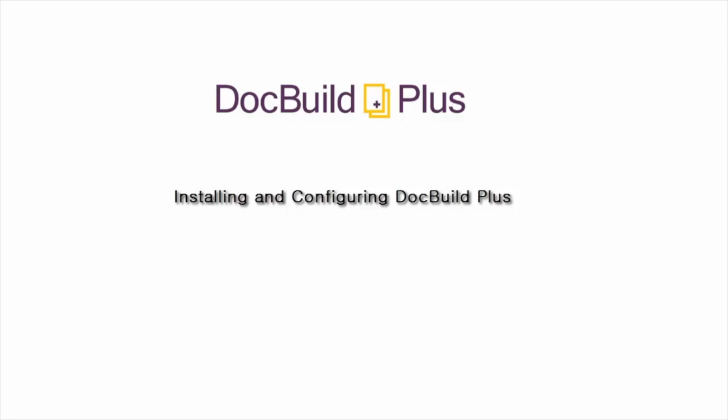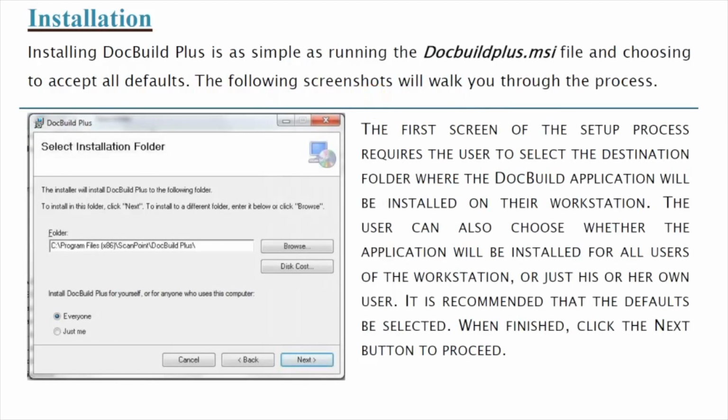Installing DocBuild Plus is as simple as downloading and running the Doc Plus MSI file and choosing to accept all defaults. When you launch the installer, click Run when prompted, then proceed by clicking Next to begin the installation process.